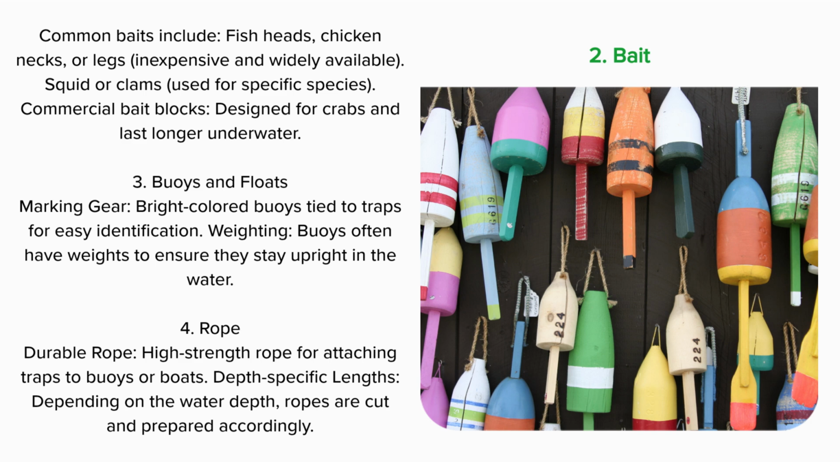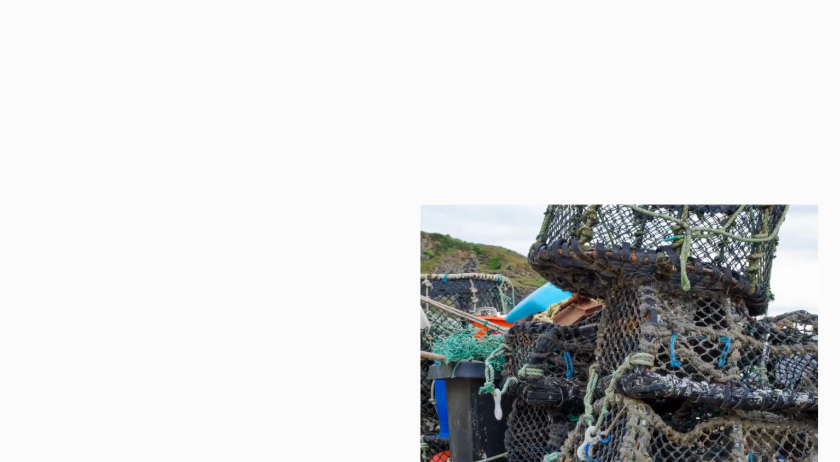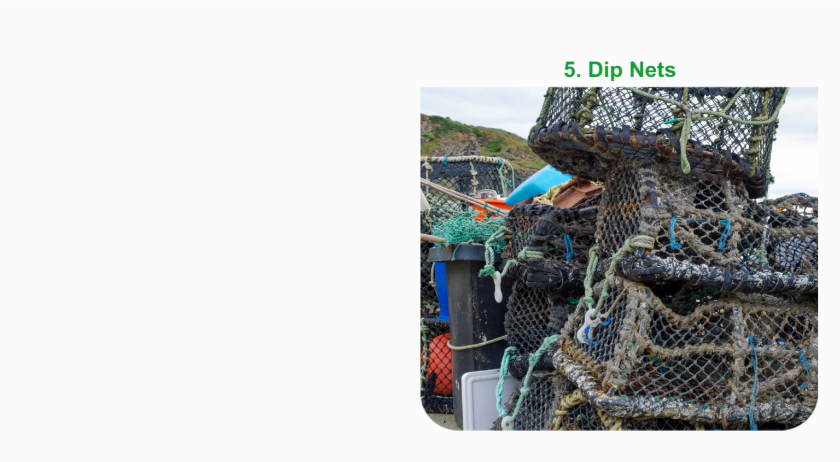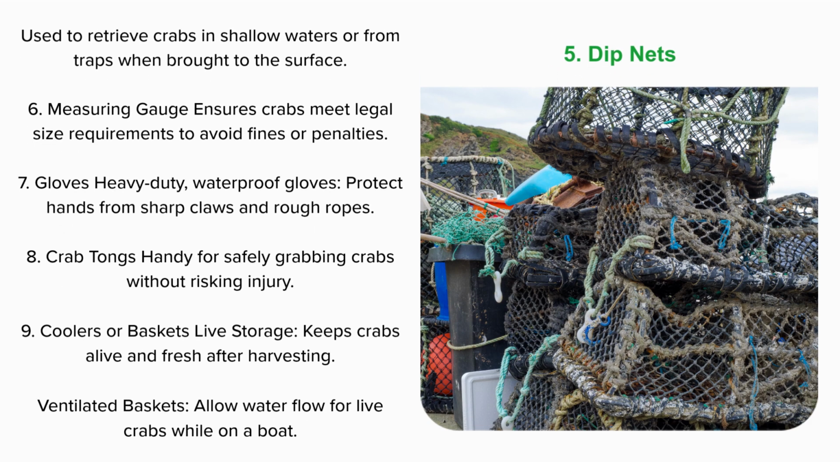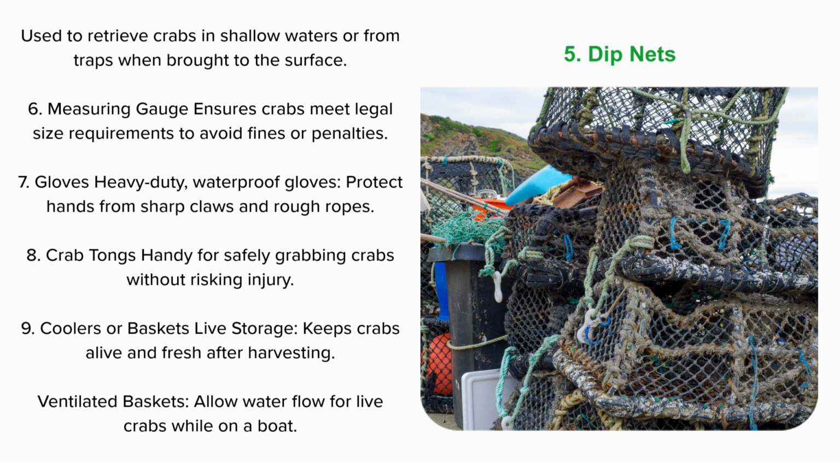4. Rope. Durable rope: high-strength rope for attaching traps to buoys or boats. Depth-specific lengths: depending on the water depth, ropes are cut and prepared accordingly. 5. Dip nets. Used to retrieve crabs in shallow waters or from traps when brought to the surface. 6. Measuring gauge ensures crabs meet legal size requirements to avoid fines or penalties.